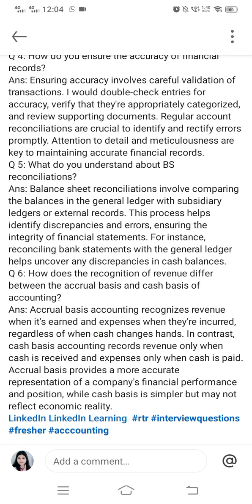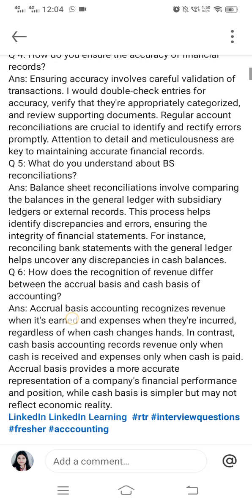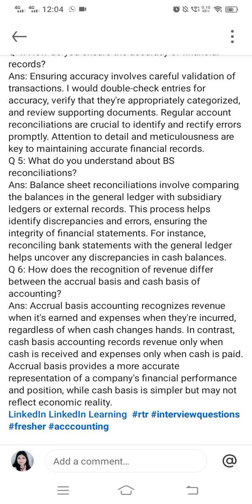Now the fifth question: what do you understand about BS reconciliation, that is balance sheet reconciliation? So balance sheet reconciliation basically involves comparing the balances in the GL and their subsidiary ledger or external records. The process helps identify discrepancies and errors, ensuring the integrity of financial statements. For instance, reconciling a bank statement with the general ledger helps uncover any discrepancies in cash balance.